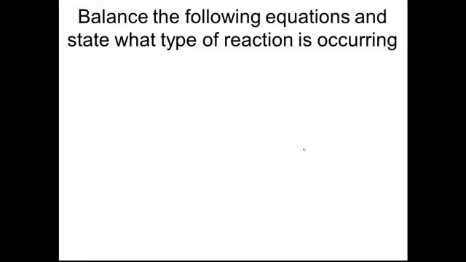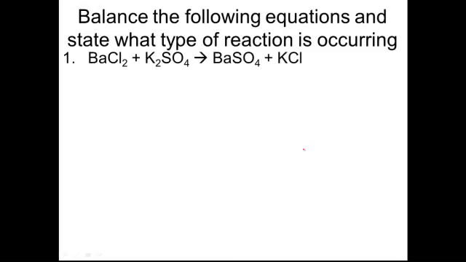Okay, so we're going to look at these reactions, and then we're going to be able to state what type of reaction is occurring. First of all, let's balance it. 1 barium, 1 barium. 2 chlorines, 1 chlorine. So let's stick a 2 right there. And then 2 potassiums, 2 potassiums. And then sulfate, sulfate. So all we need to do is put a 2 right there. Now hopefully we recognize this reaction as the barium and the potassium trading places, and that is a double replacement reaction.